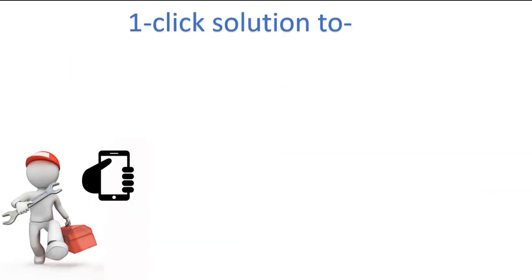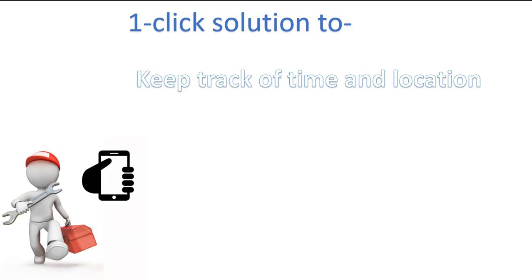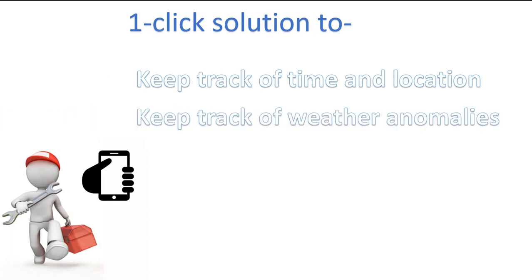So with this one-click solution, you can now keep track of both the time and the location. You can also keep track of all the weather anomalies over there, because that could be a major factor in the delay of the engineer over here. So in the next sections of this blog, we're actually going to see how all of this solution can be built, how the flow is built over there, and how it integrates with Flic to send out all these regular updates of the current status of the engineer.